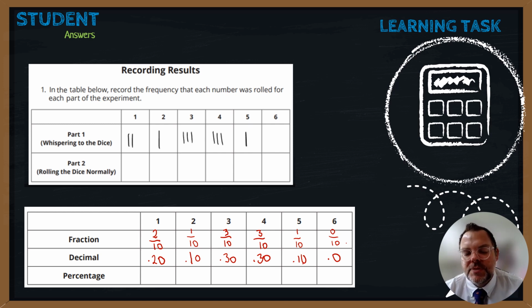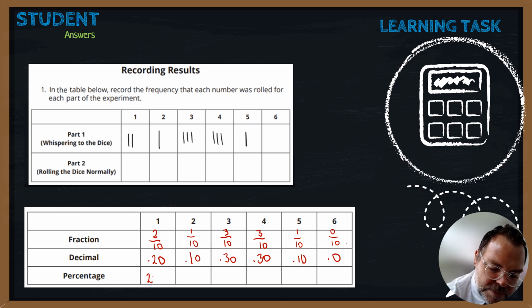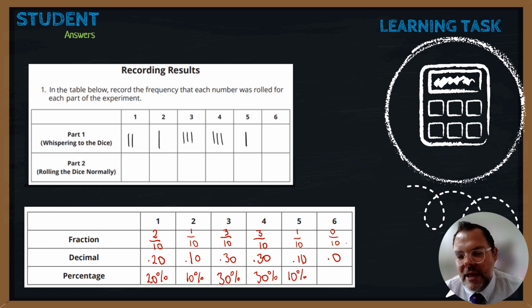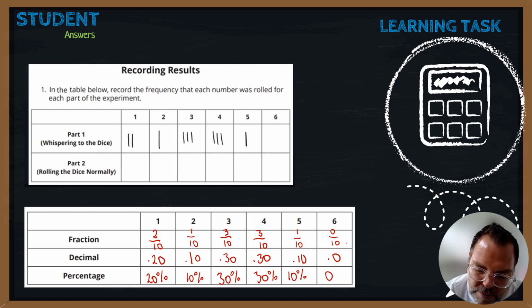And then we're going to go to percentages. Now that we've got that decimal, it's nice and easy for percentages. 20% of the time, he rolled a 1. 10% of the time, he rolled a 2. 30% of the time, he rolled a 3. 30% of the time, he rolled a 4. And then 10%, he rolled a 5. And then, unfortunately, 0% of the time.